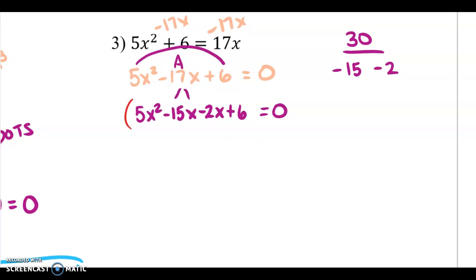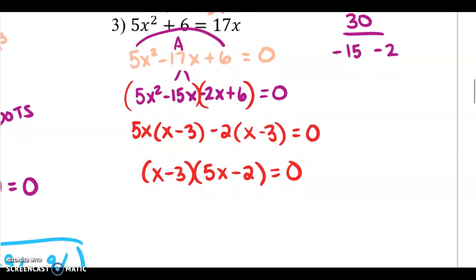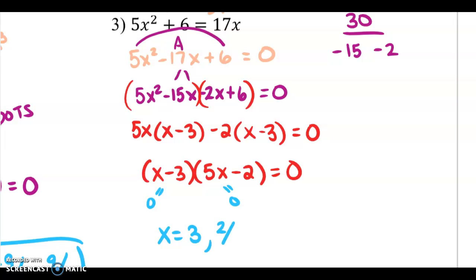Factor by grouping, group the first 2, group the second 2, pull out a 5x, leaves me with x minus 3, pull out a negative 2, leaves me with x minus 3 equals 0. So I get x minus 3 is one of my factors, and 5x minus 2 equals 0. Since it equals 0, my last step is that I need to set these equal to 0. So when I add over 3, I get a positive 3. When I add over 2 and divide by 5, I get a positive 2/5.